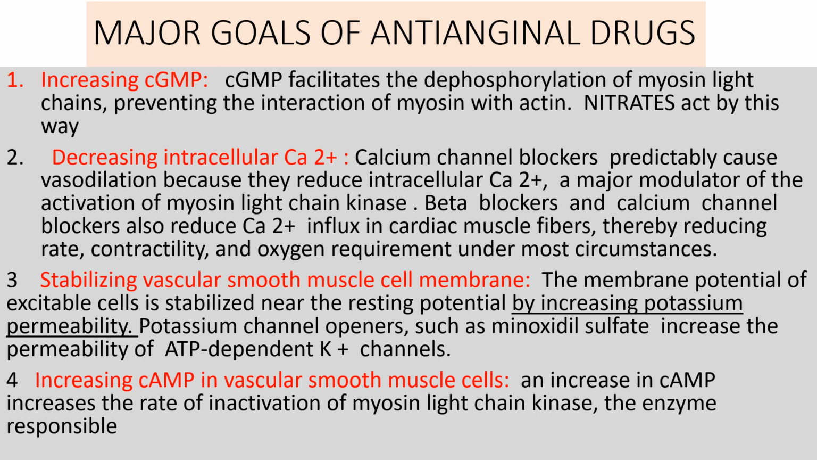The third thing is stabilizing the vascular smooth muscle cell membrane. The membrane potential of the excitable cell is stabilized near the resting potential. How? By increasing the potassium permeability. So another form of drugs can be potassium channel openers, such as minoxidil sulfate, which increase the permeability of potassium channels. By increasing cGMP, we are also increasing cAMP.